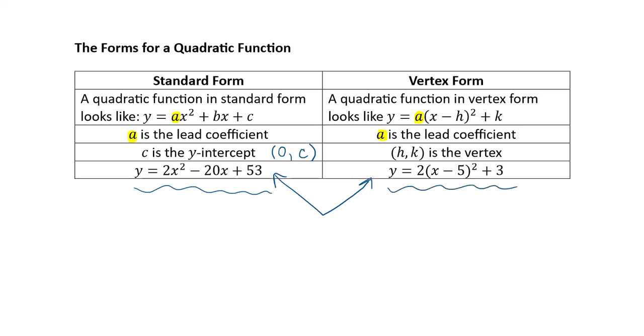If you wanted to change vertex form to standard form, you would just square this binomial, distribute the 2 through, and then add 3, and then it'd look just like this one that's in standard form.